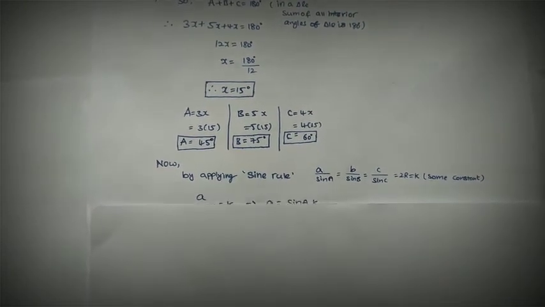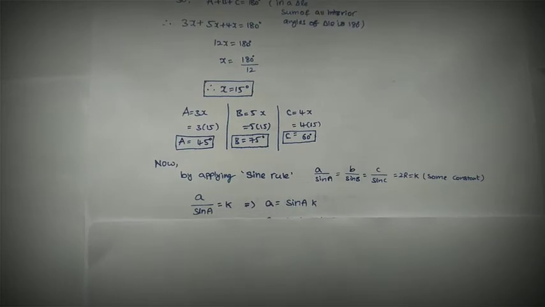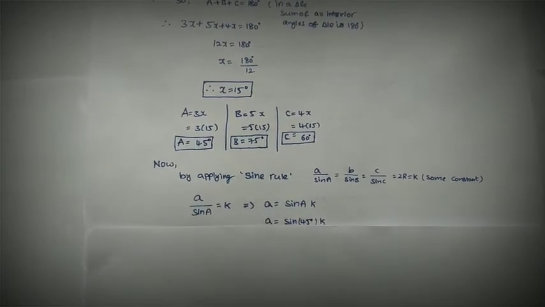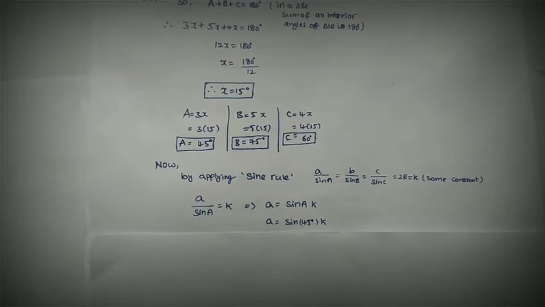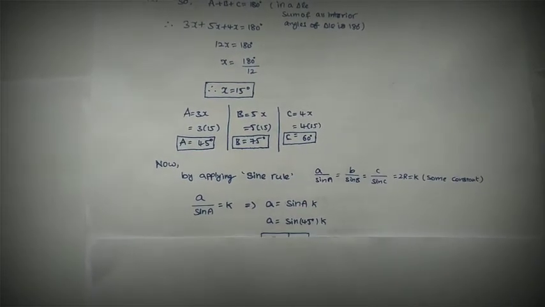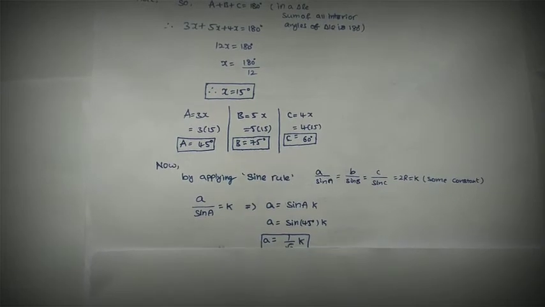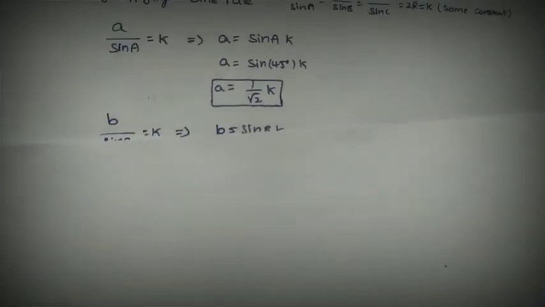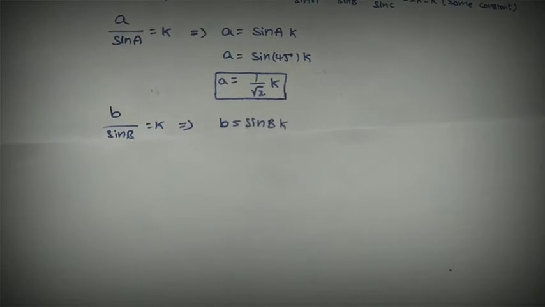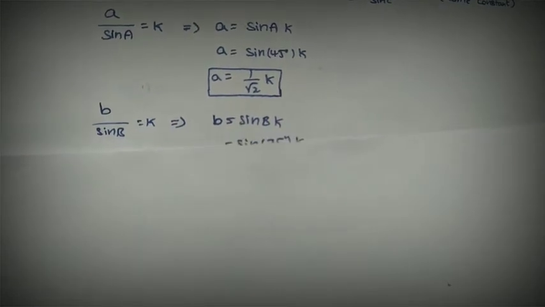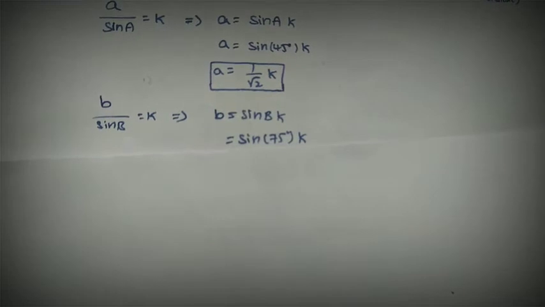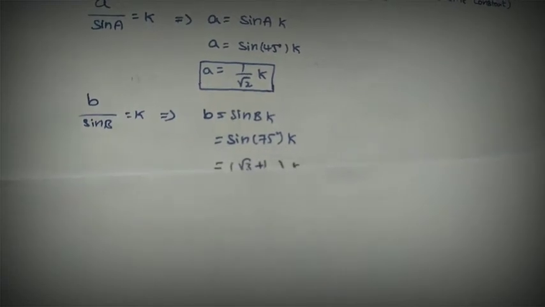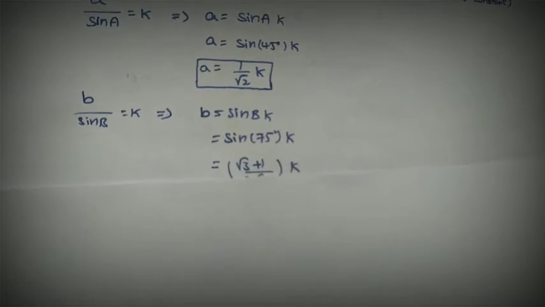What I am going to do is apply the sine rule, which goes like a by sin A equals b by sin B equals c by sin C. And I will take the first ratio, a by sin A equals k, where k is a scalar constant. So a equals sin A times k, a equals sin 45 k, and a equals 1 by root 2 k. And we have to do the same for b also. So b by sin B equals k, b equals sin B times k, which implies, since B is 75 degrees, sin 75 into k.